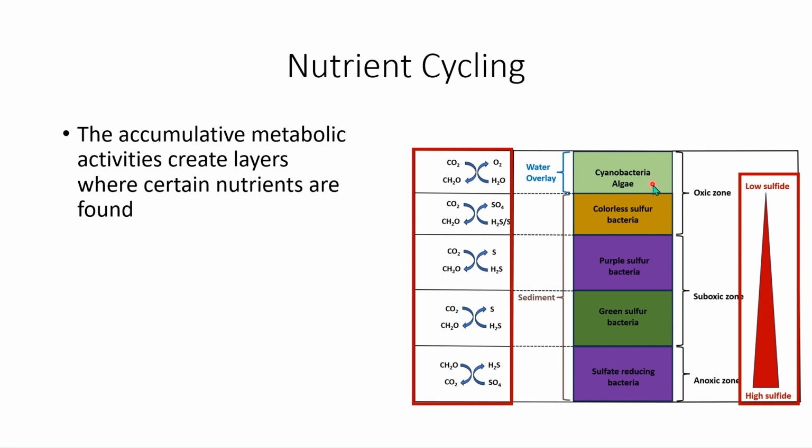And so these different processes allow us to cycle nutrients. And we can see the accumulative metabolic activities will create layers where certain nutrients are found. So if we look at the Winogradsky column, there's going to be a high layer of hydrogen sulfide at the bottom. And as we convert that towards the top, we're going to be converting it into sulfate, not sulfide. So very low concentration found at the top. So we create a layering of different nutrients and a layering of different metabolic activities.